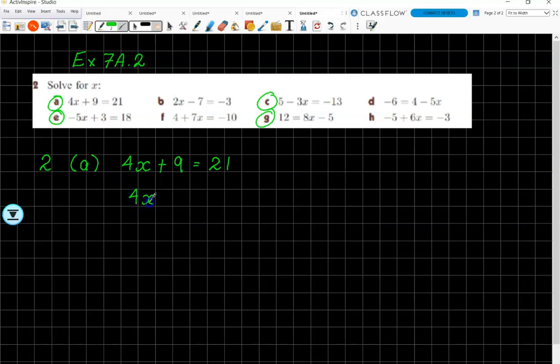So we keep that 4x. The 9 has gone over to the other side. 21, take 9. Bingo, bango, bob. What is 21 take 9? 12. Now at this point, you don't have to finish off with any more algebra. You should be able to know. 4 times what gives you 12? 3. So you can say, therefore, x equals 3.